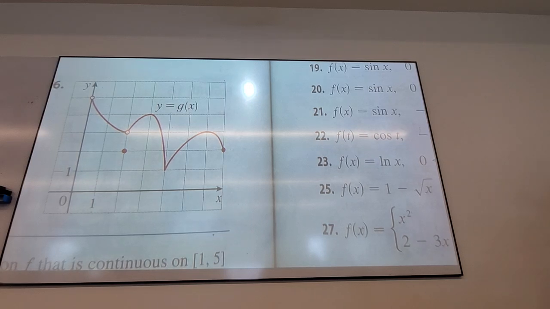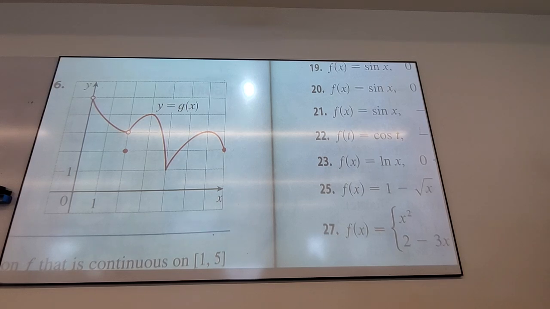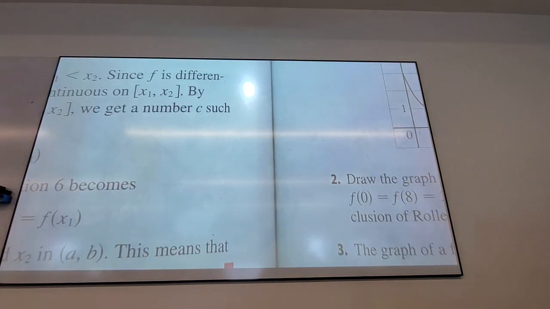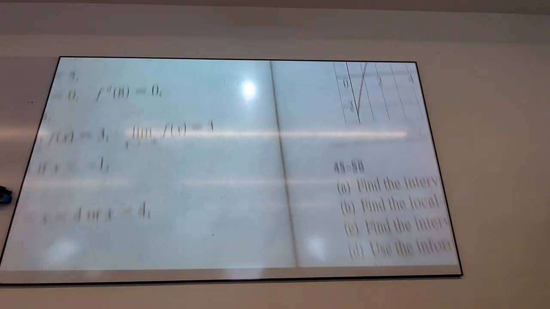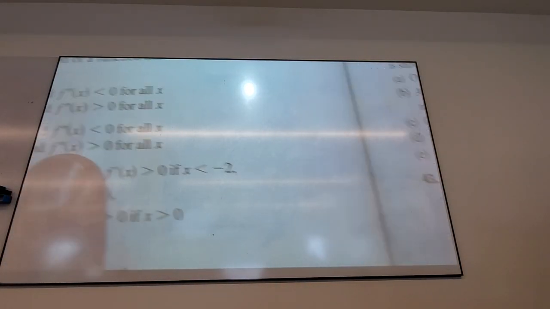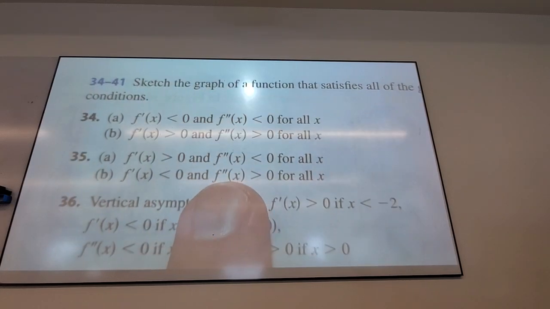Okay. 4.335. Which one? Sorry, I skipped somebody, but go ahead. 4.335. Oh, sketchy graph.